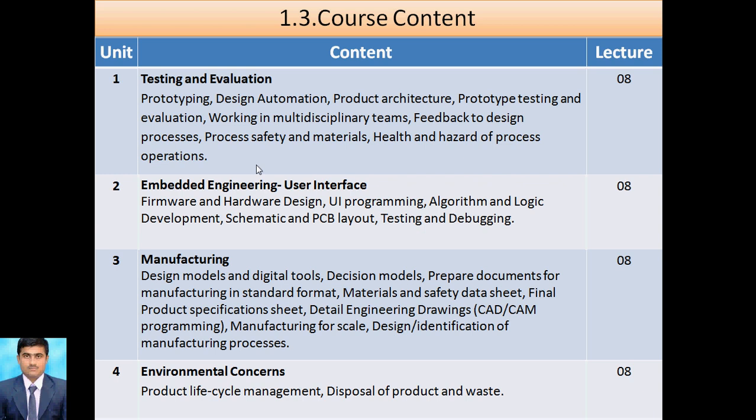Then third unit is for manufacturing. In that content, the design models and digital tools, decision models, preparing documents in manufacturing standard format, materials and safety data sheet, final production specification sheet, detailed engineering drawings. Also CAD CAM programming, manufacturing for scale, design or identification of manufacturing processes. So this is regarding unit number 3.